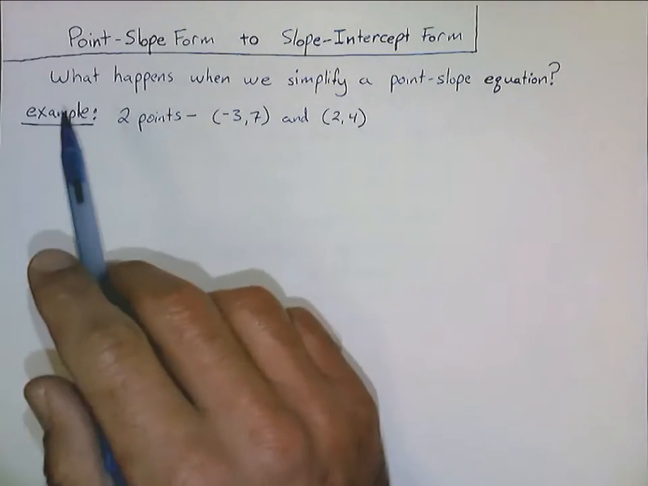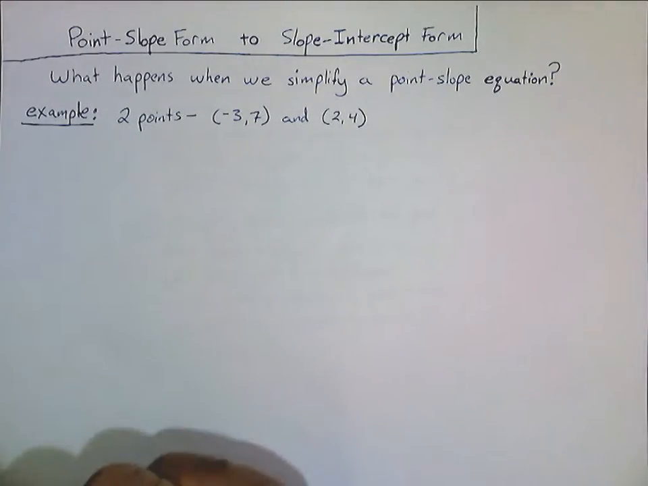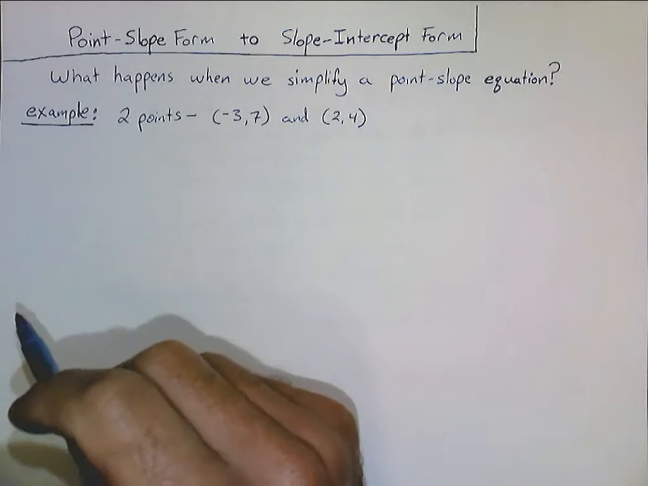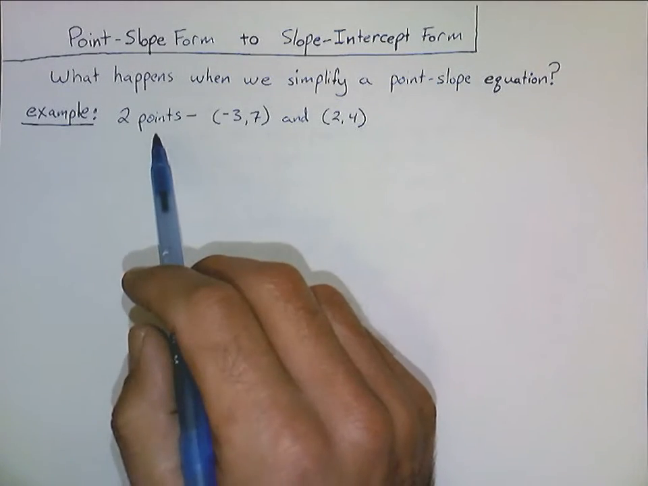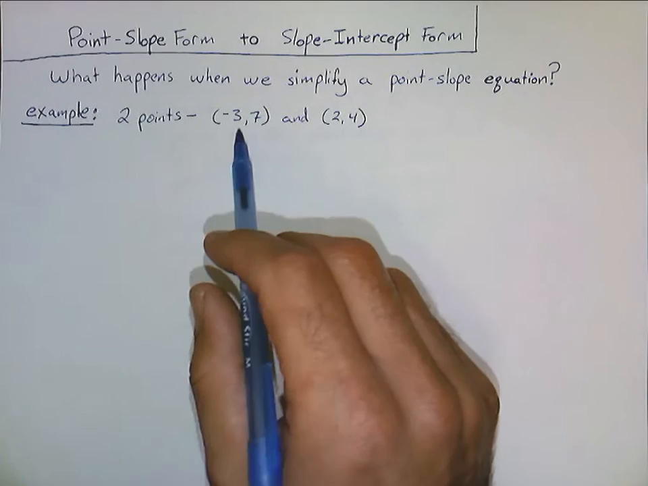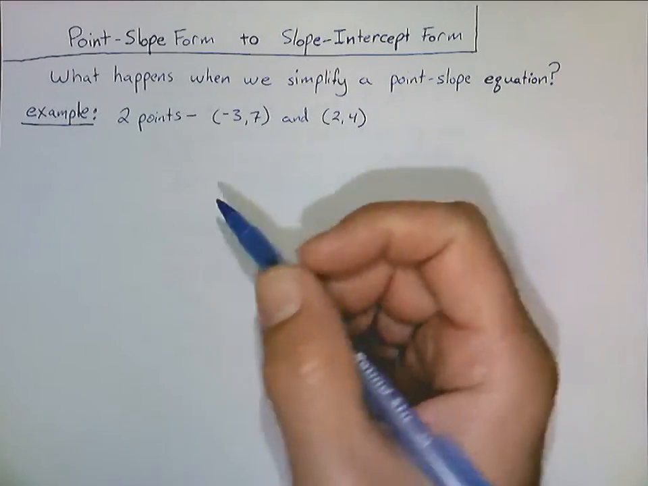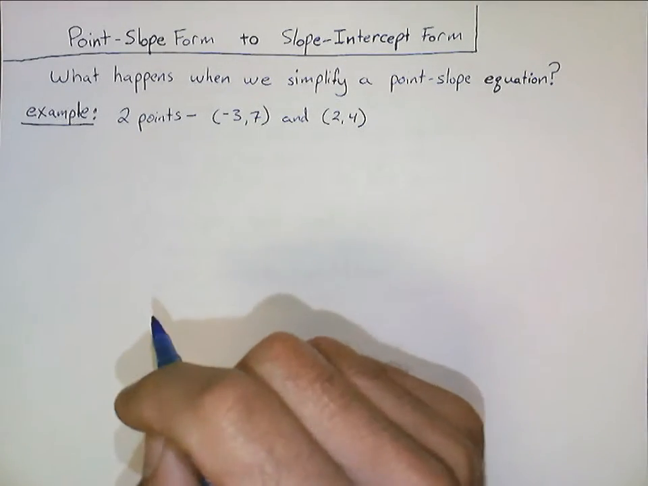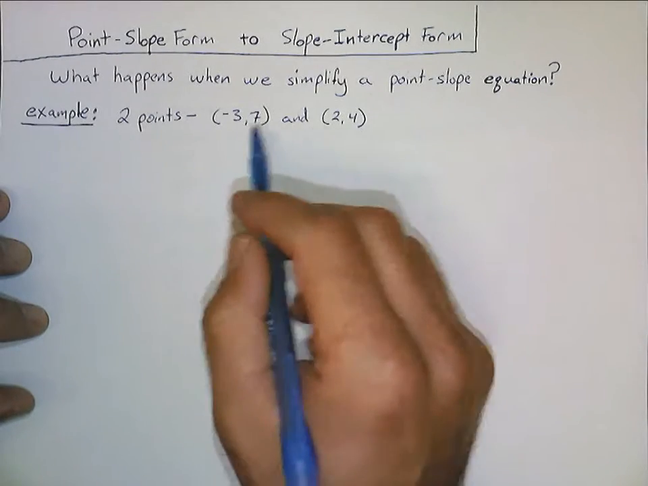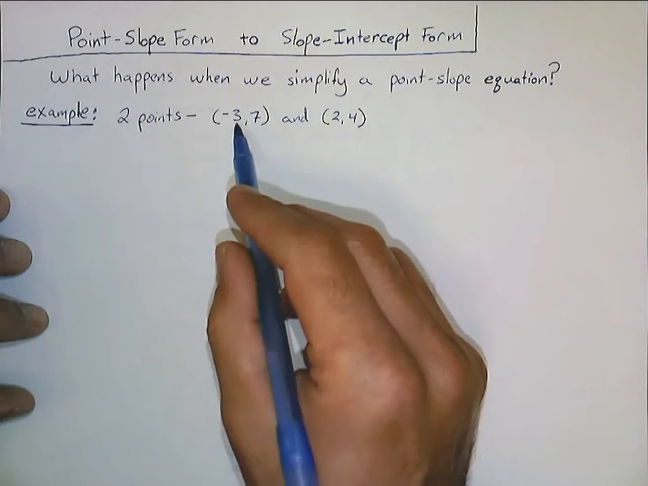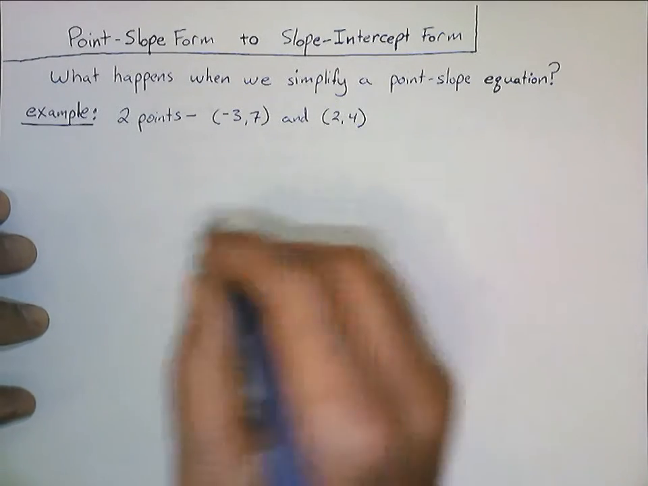Today we're going to talk about how to convert from point-slope form to slope-intercept form. So the basic question is, well, what happens when we simplify a point-slope equation? Let's just work through an example here. Suppose we have the 2 points, (-3, 7) and (2, 4). Let's write the 2 point-slope equations for the line that passes through these 2 points, one using this point and one using this point.